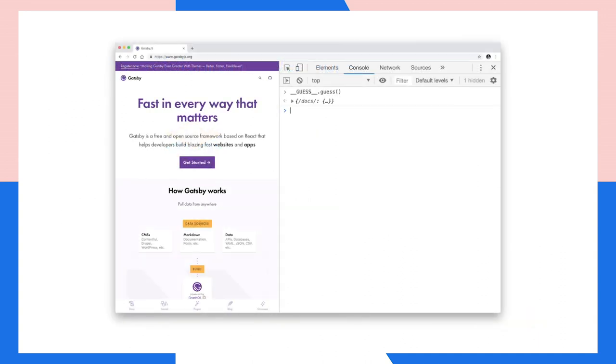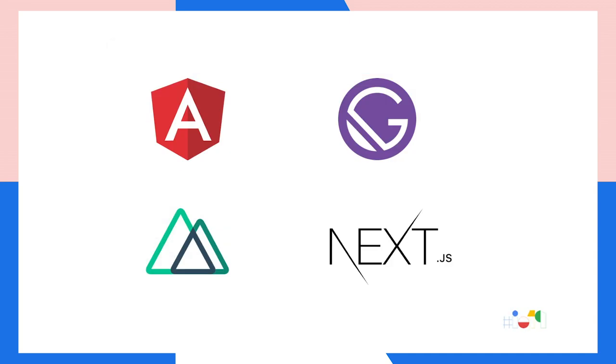Gatsby, a popular static site generator on top of React, uses Guess.js on their official documentation page. Since they moved from their own prefetching solution to Guess.js, Gatsby noticed a significant decrease in overfetching. Guess.js also supports Angular, Next.js, and Nuxt.js.